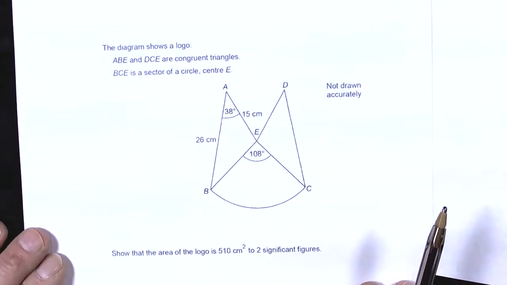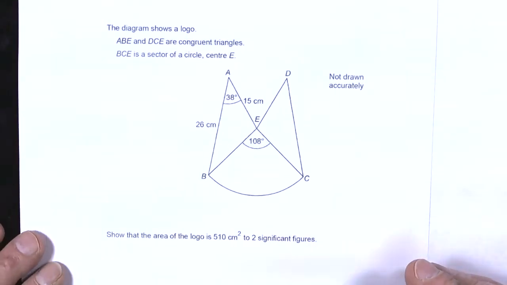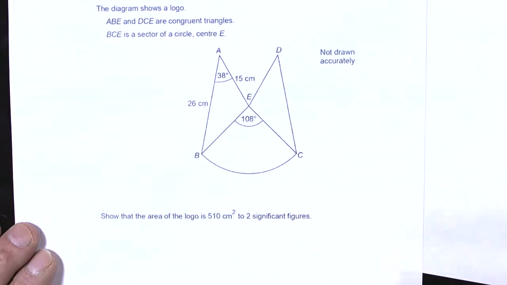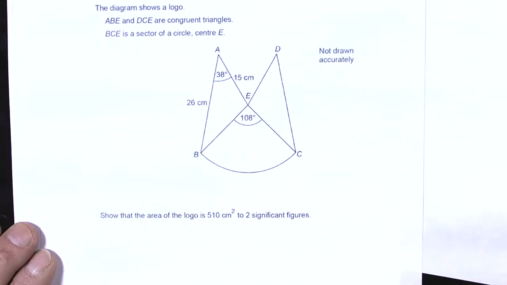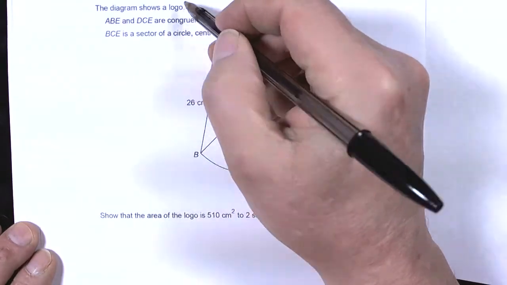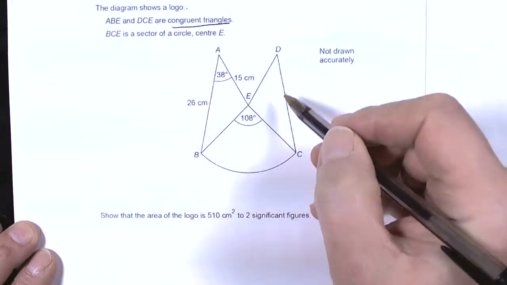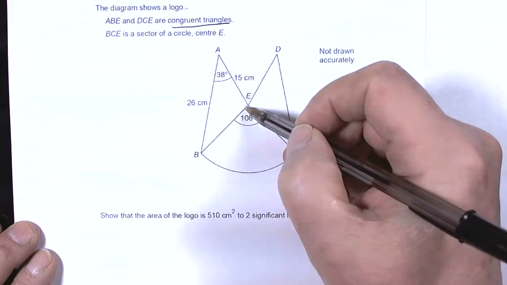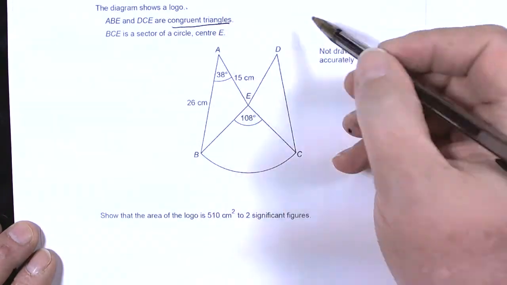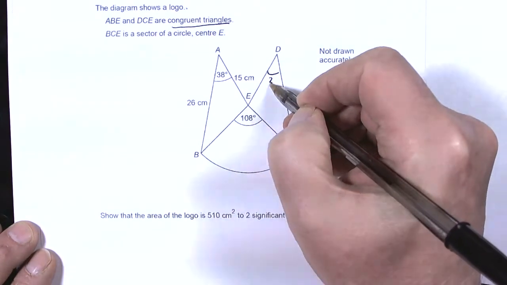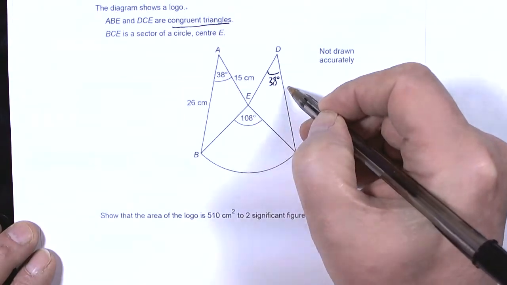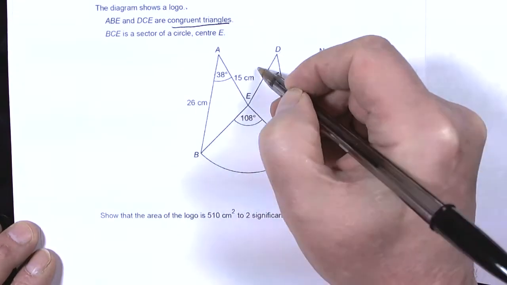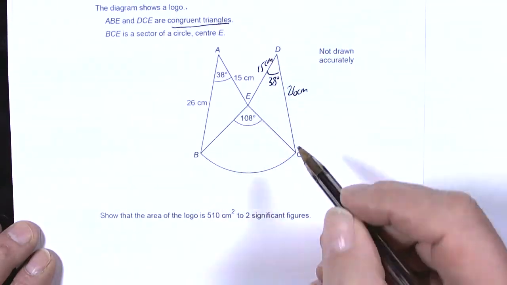Okay, so this next one looks rather complicated, but again, it's like a lot of these complicated questions. If we break down each sentence, then we should be able to see what we've got to do. So it's about a logo. It's saying they're congruent, so straight away in this picture then we should be able to add on information. So basically these two triangles are identical because that's what congruent means. So straight away we know that's going to be 38 degrees, we know that's going to be 26 centimetres. And we know that's going to be 15 centimetres.